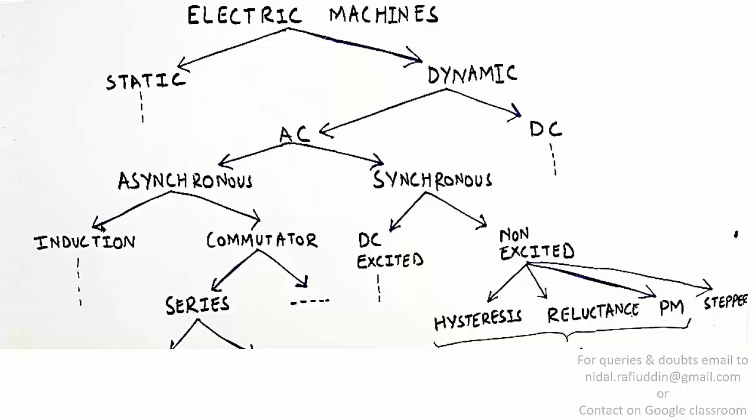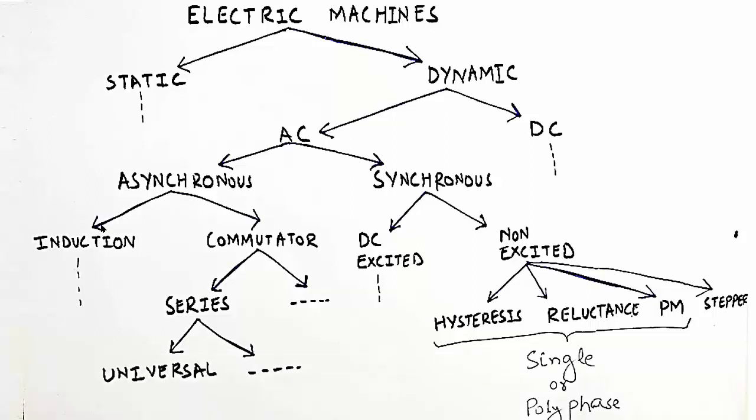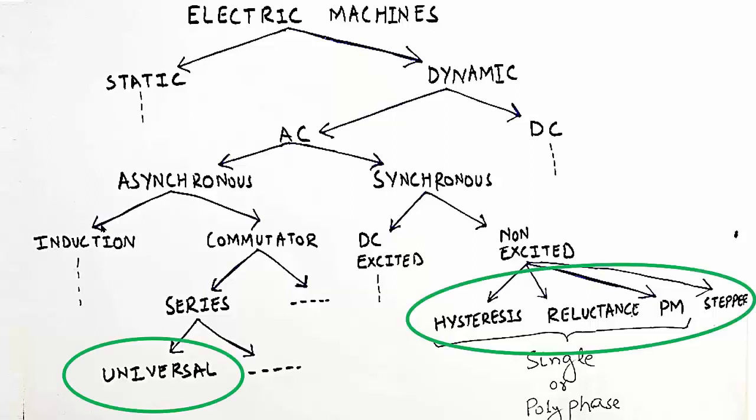We will only focus on motors in this unit, namely hysteresis, reluctance, and stepper motor on synchronous branch and universal motor on asynchronous side. So there is one more classification as permanent magnet type of non-excited synchronous motor, and since it's not part of the syllabus, we'll not be discussing it.